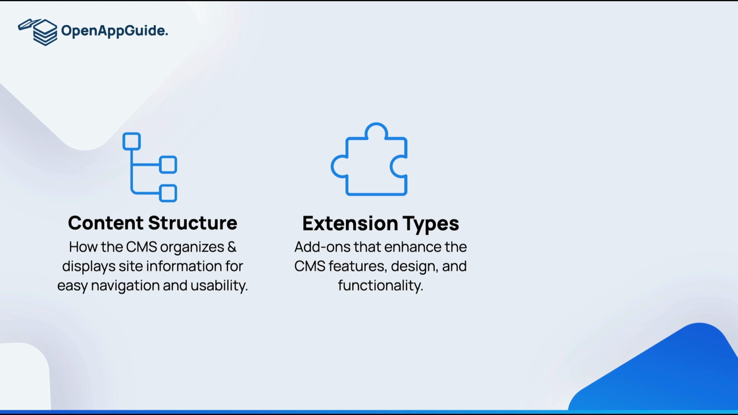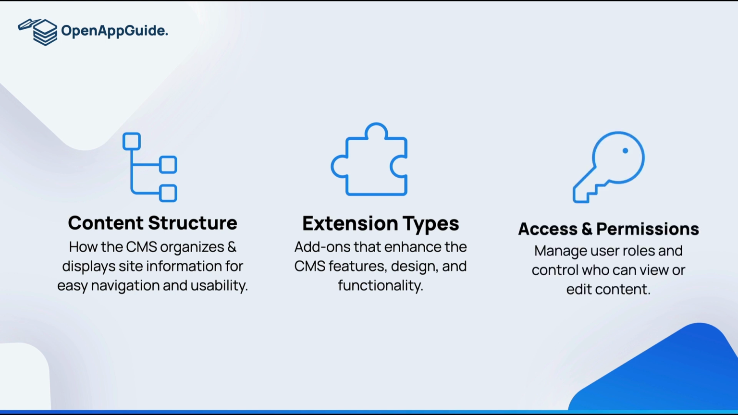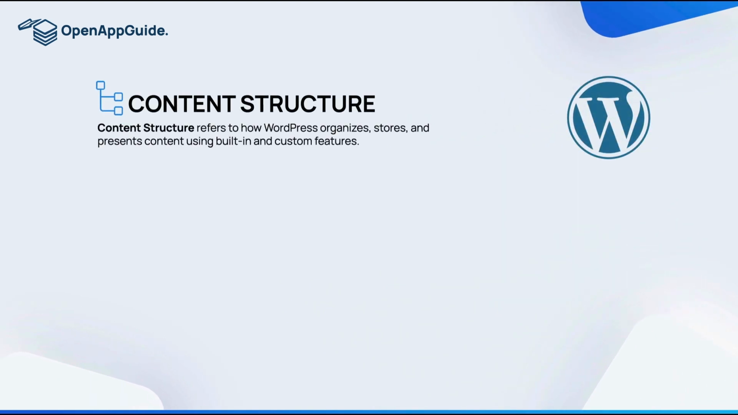Next are extension types. Those are the add-ons that bring in added functionality, design, and features to the CMS. And then you have access and permissions. That's where you're going to be managing the users, their roles, and how they can view and edit content. So let's first go over the WordPress content structure.